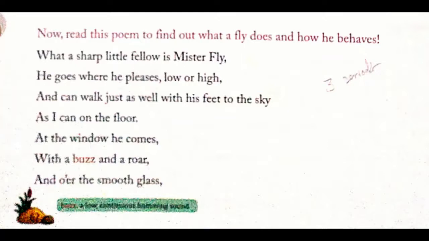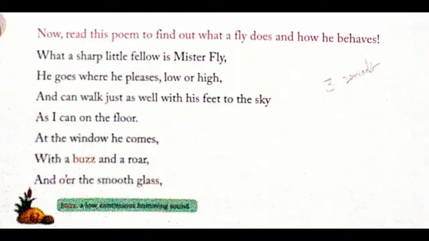So what a sharp little fellow is Mr. Fly. He goes where he pleases, low or high. Yes, the fly has the freedom to go anywhere. It can fly to higher places, it can fly to lower places, it can sit on the ground, it can fly and sit on our nose, it can sit on our head, it can touch anyone. So the fly has independence. He has the freedom to do anything, to fly to any place, whether it's low or high.